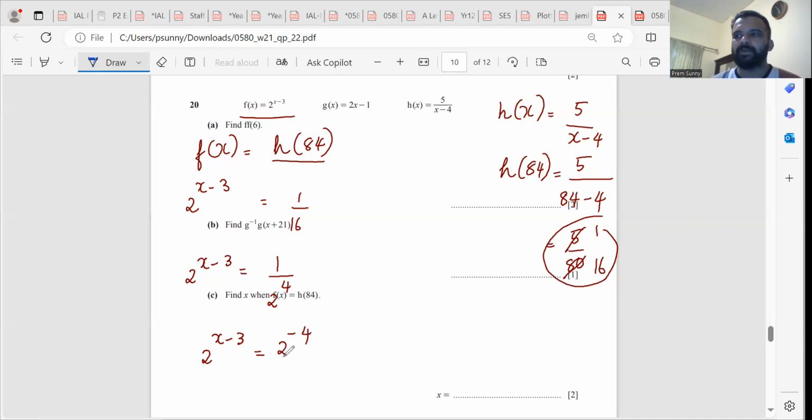We have powers on the left hand side and right hand side. If the bases are the same, we just have to equate the powers. x minus 3 is equal to minus 4. Therefore, minus 3 goes to the other side. x is equal to minus 4 plus 3, which is equal to minus 1. We get the answer as minus 1.